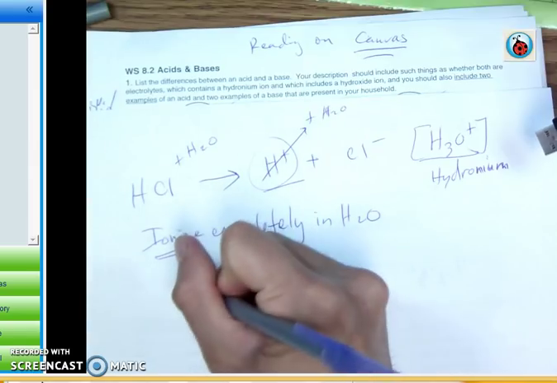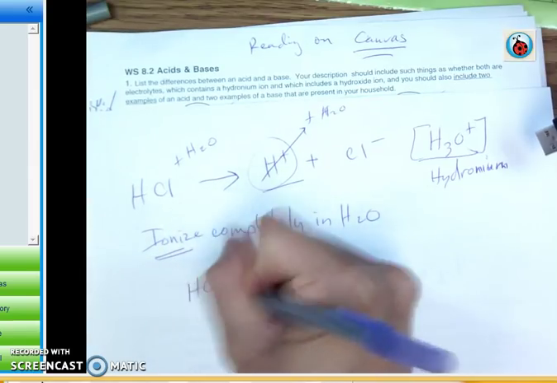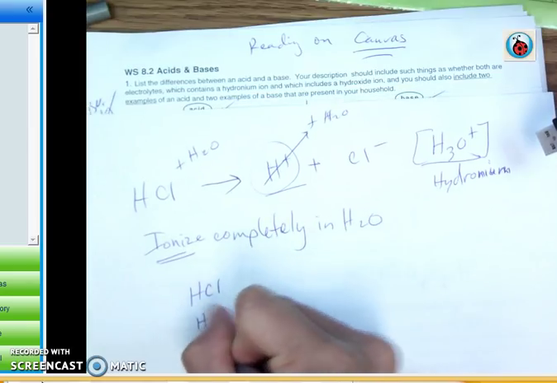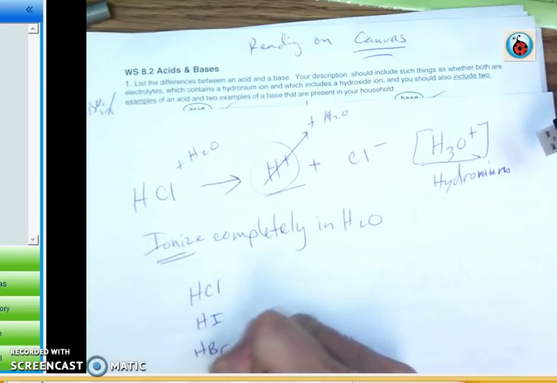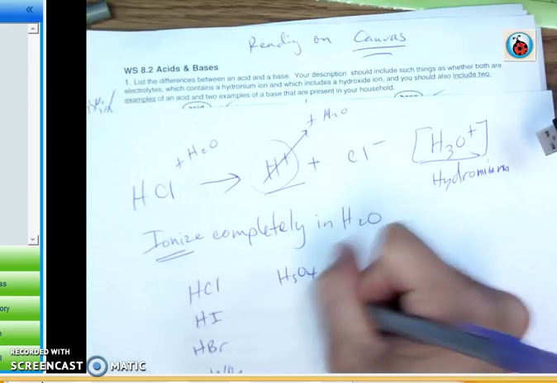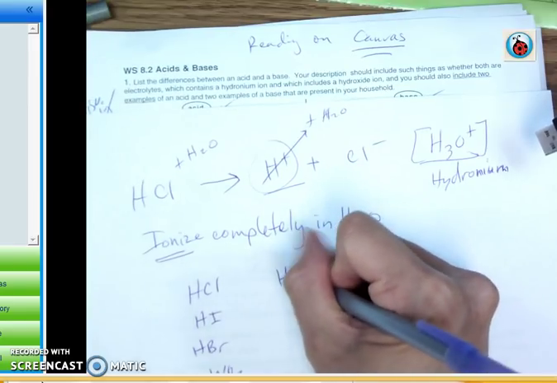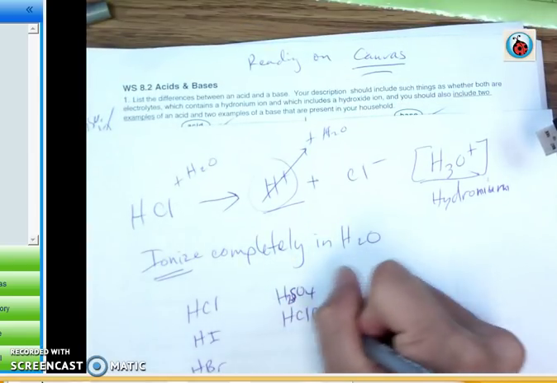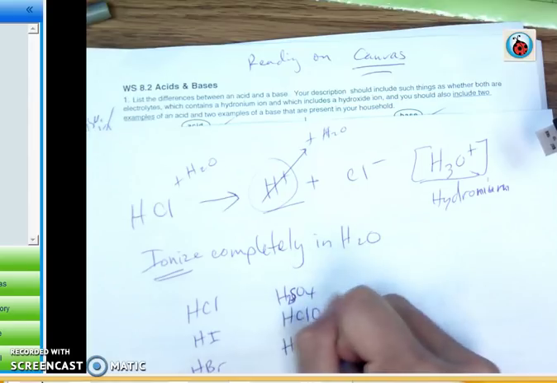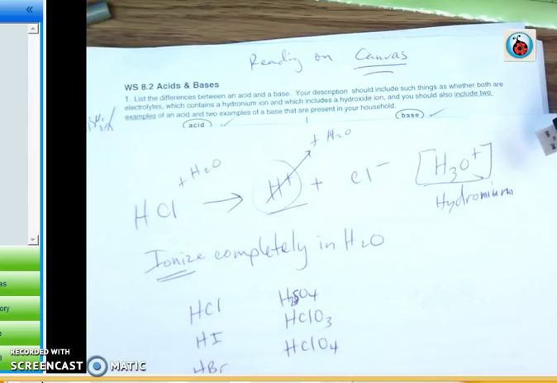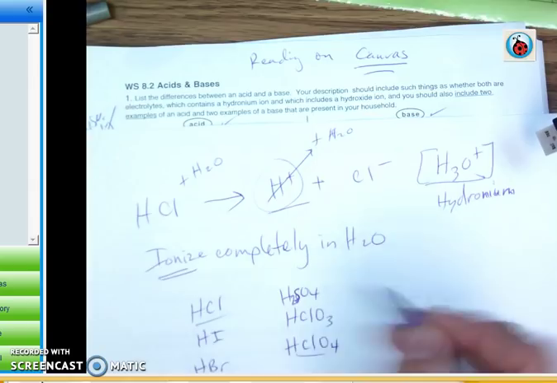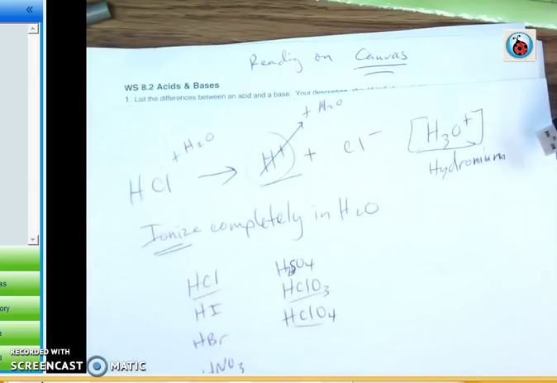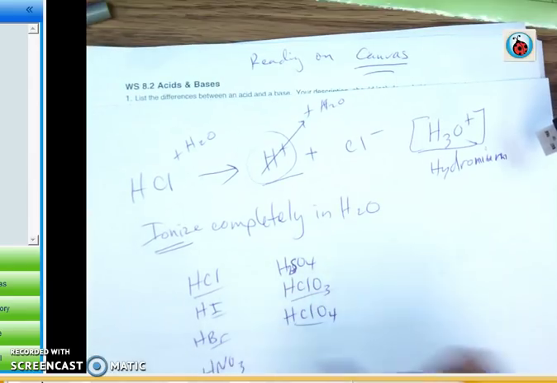So the 7 strong acids, you have to memorize these: HCl, HI, HBr, HNO3, H2SO4, HClO3, HClO4. Basically the chloric, the hydrochloric, and perchloric acids there, those are strong, and then the HI, HBr, and HNO3. These are the strong ones. All the other ones are weak acids.